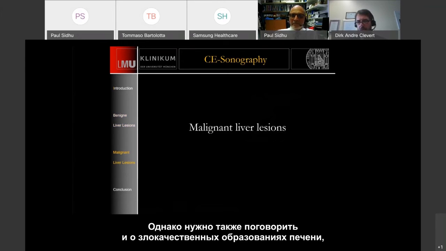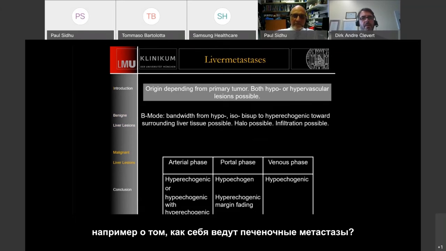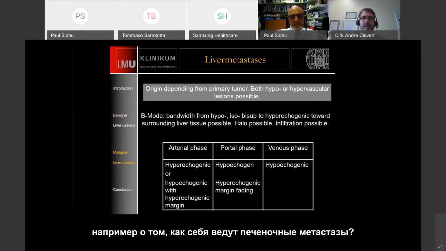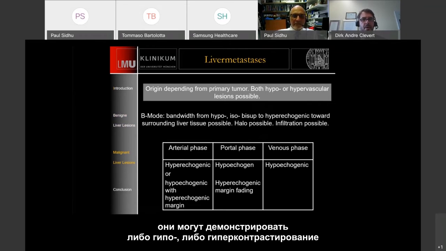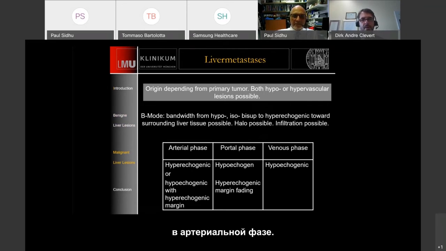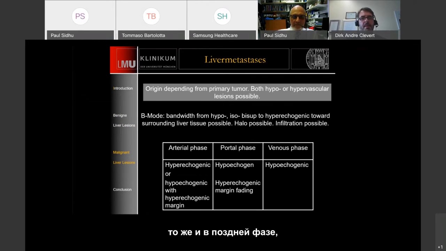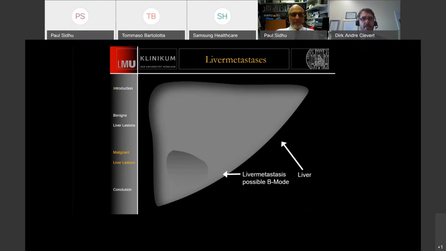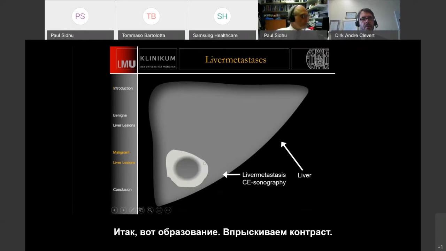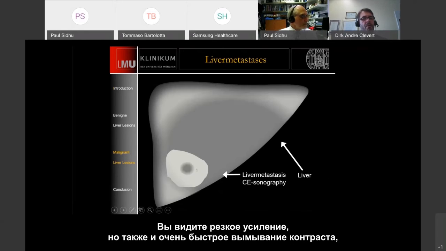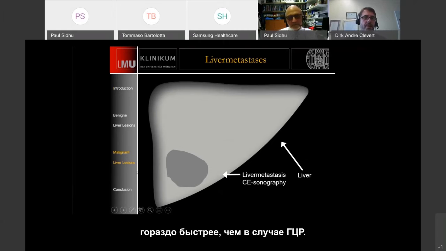On the other side, we also have to cover malignant liver lesions. How does liver mets behave? Depending on the primary tumor, they have hypo or hyper enhancement in the arterial phase. In the portovenous phase, often they have already washed out, the same as in the late phase. So there's a lesion. You inject contrast, you see the strong enhancement, but also a very fast washout, much faster in comparison to HCC.